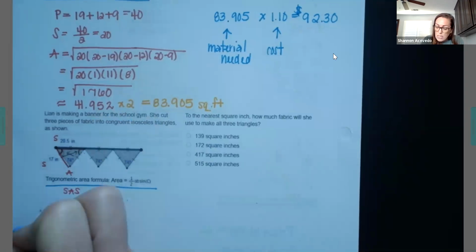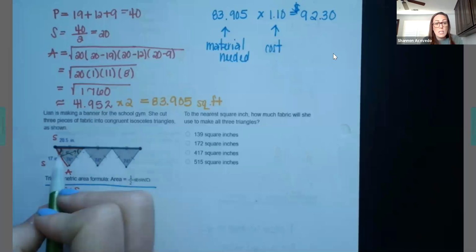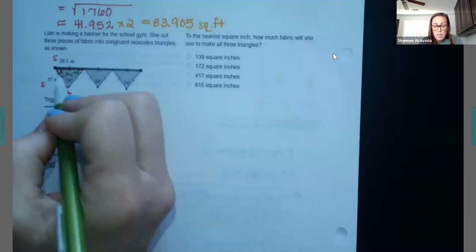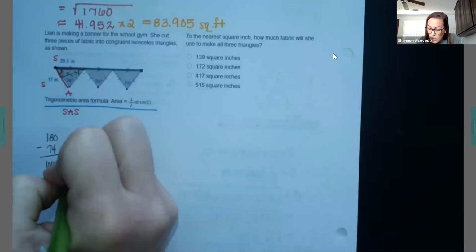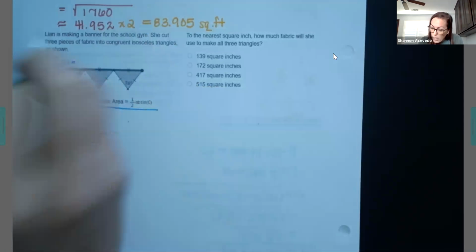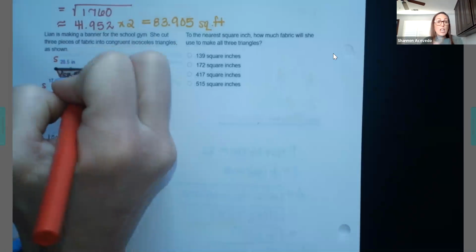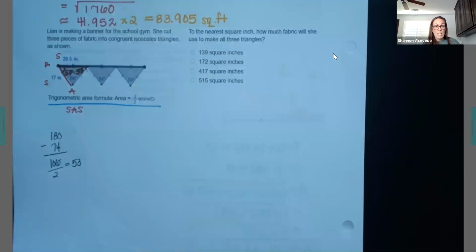If I know this angle is 74 degrees, then 180 minus my 74 is 106 degrees. Then the sum of these 2 is going to be 106 degrees. If they're congruent, because these sides are congruent, the angles have to be congruent, then I could go ahead and divide this by 2 and I get 53 degrees. Each one of these angles has to be 53 degrees. So I know that this angle right here is 53 degrees and this angle right here is 53 degrees. So I now have my side angle side. So I have everything that I need.